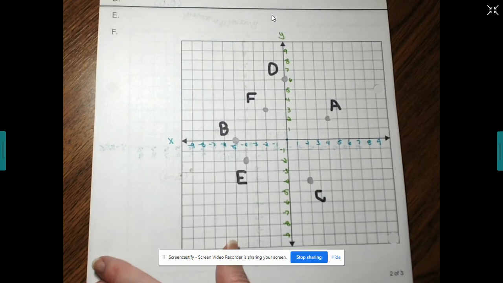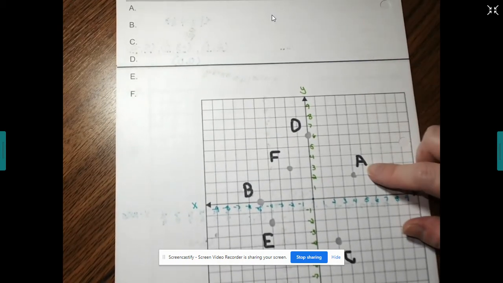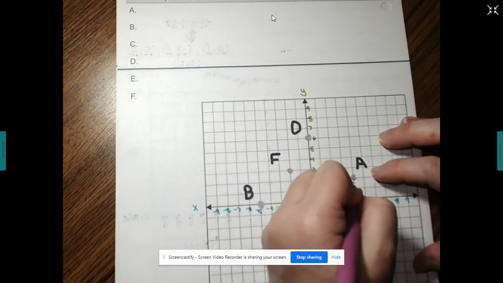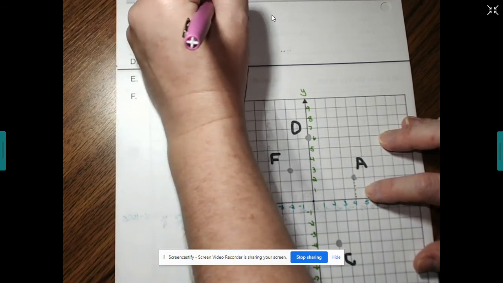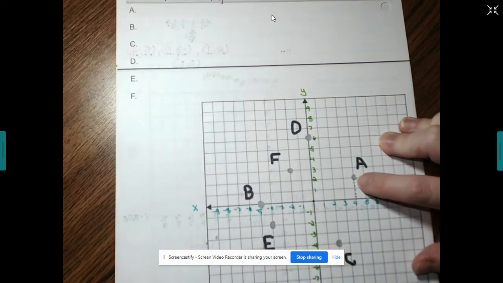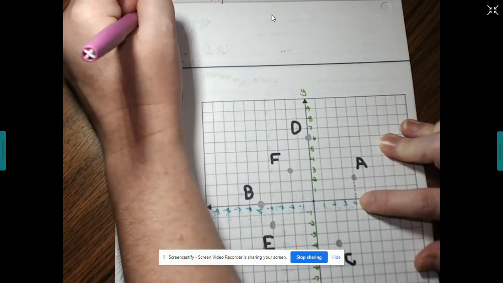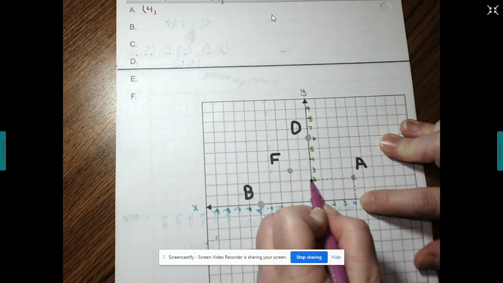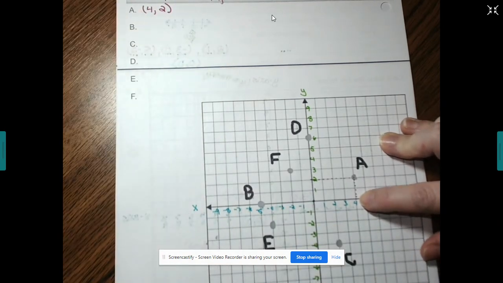So let's write the points that we see. So let's look at point A. Point A is at, our x value is going to be 4. Remember that our points are going to be x, comma, y. So our x value, where it lines up with the x-axis, is 4. Now let's see where it lines up with the y-axis, is 2. 4, 2. Okay.